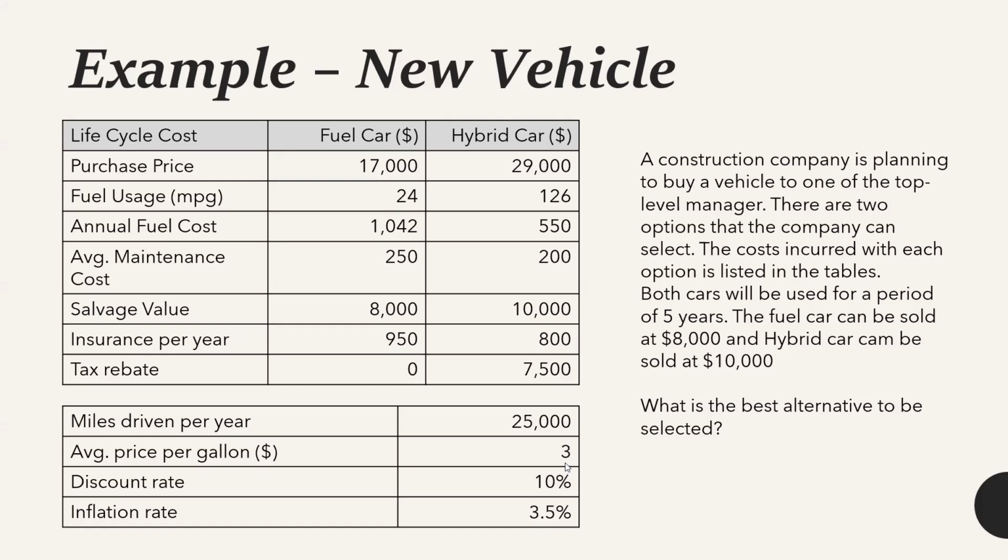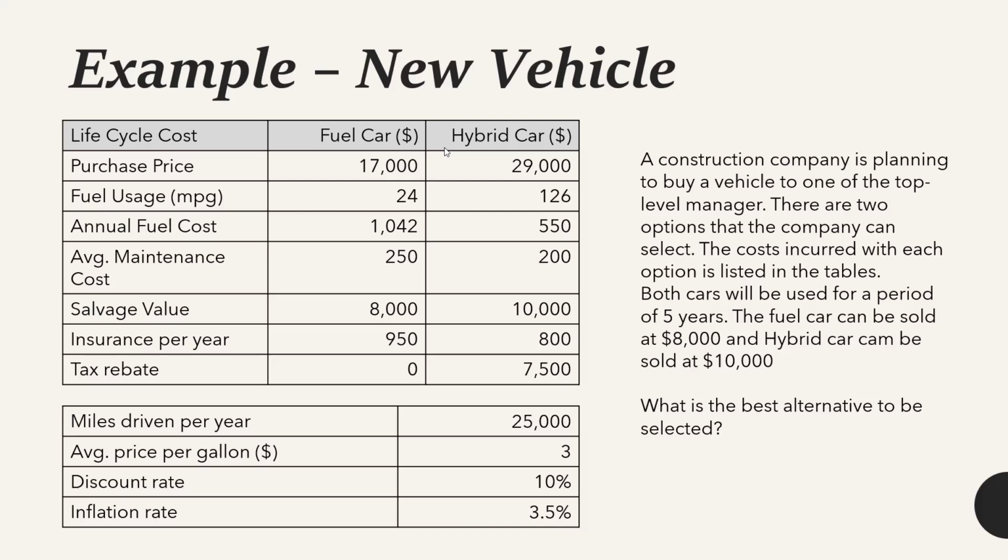There are two main options or alternatives that the company can select. The costs incurred with each option are listed in the table here. Both vehicles will be used for a period of 5 years. One option is to go for a fuel car. The second one is going for a hybrid car. If you go for a fuel car, it can be sold at $8,000 at the end of 5 years. If you are going for a hybrid car, it can be sold for $10,000 after 5 years. Your task is to identify the best alternative to be selected.